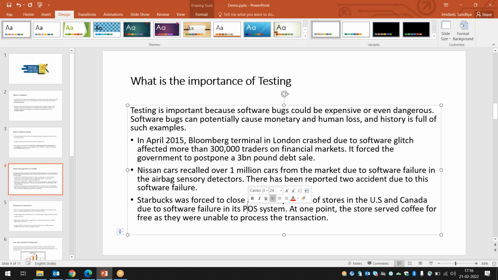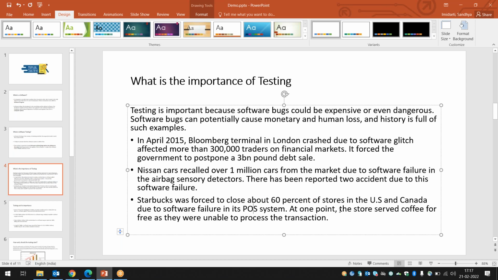When they were doing their transactions, due to some software glitch in their application, 60% of the stores were closed in the US as well as in Canada. For some time, Starbucks had to serve coffee free to customers, as they were not able to process the transaction. Without taking the money, how can they ensure anything? Everything is getting digitalized every day, and because of this software failure in the Starbucks POS system, 60% of the stores were closed.